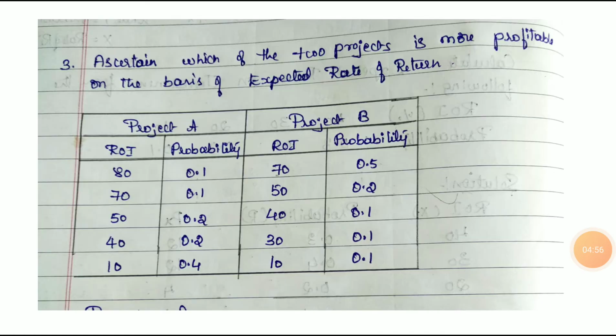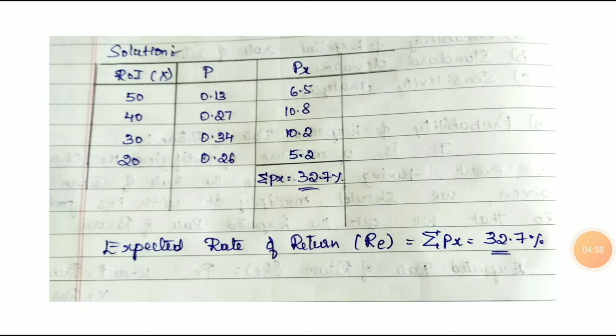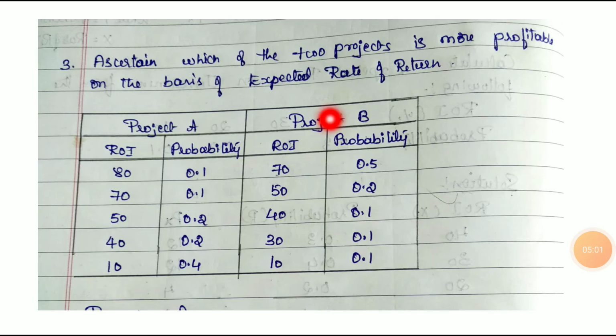Let's go for the third problem. Ascertain which of the projects is more profitable on the basis of expected rate of return. Project A and project B are given here. For project A, ROI is 80, 70, 50, 40 and 10, and probability is 0.1, 0.1, 0.2, 0.2, 0.4. For project B, ROI is 70, 50, 40, 30, 10, and probability is 0.5, 0.2, 0.1, 0.1 and 0.1.